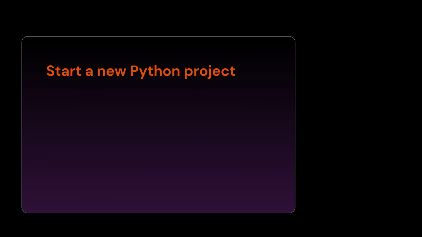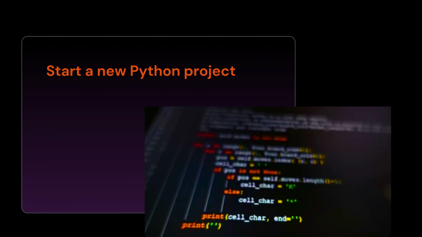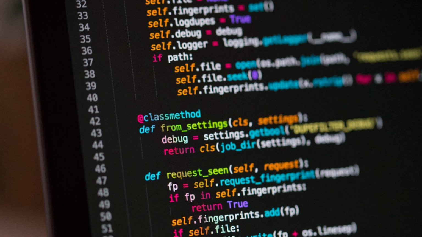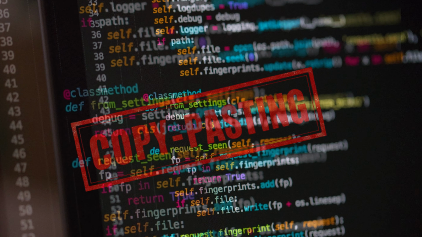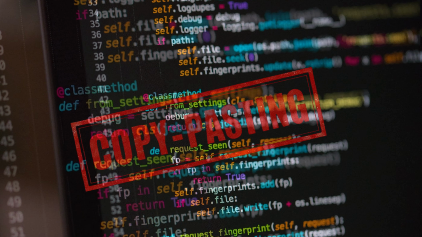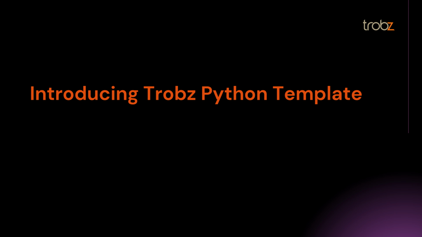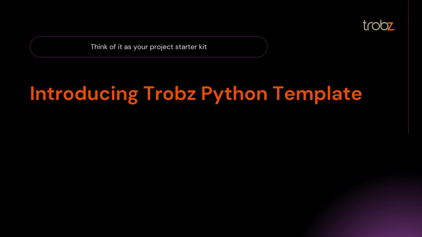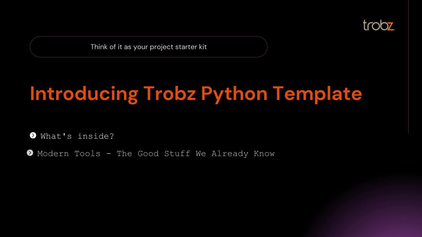So, you know how every time we start a new Python project, we end up copy-pasting config files from the last project, tweaking CI/CD workflows, and basically reinventing the wheel. Let me introduce you to our new Trobz Python template. Think of it as your project starter kit. It's designed to get you coding faster and keep our codebase consistent across all projects.